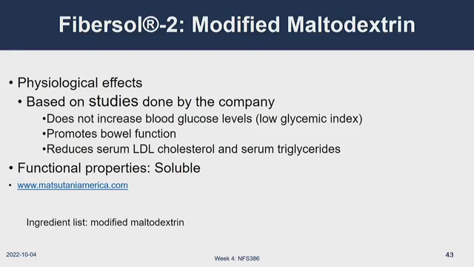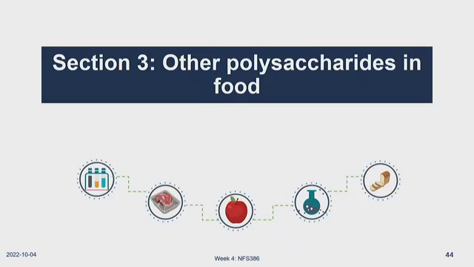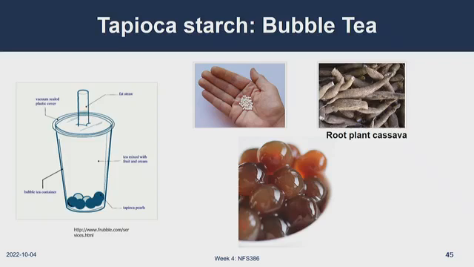It has good functions in terms of food processing and food functional properties. A good thing is that it is easily soluble, and it can be easily mixed with the product. If we move to another example of polysaccharide, I gave you the example of tapioca starch that is used to make bubble tea. Bubble tea comes from a starch that is extracted from the root plant cassava.